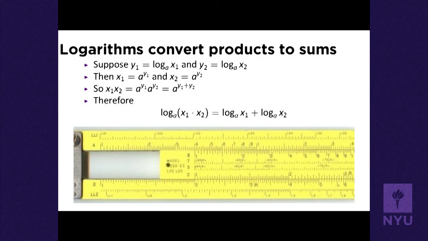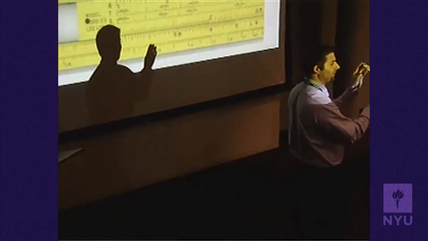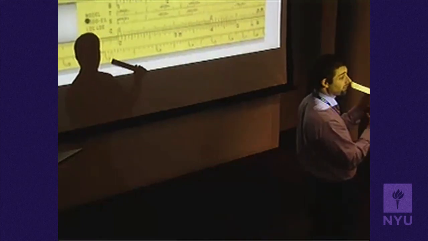And so that brings me to this thing. So how many know what this is? You may have seen one of these in a museum. Right? This is a slide rule. Okay. How does the slide rule actually work? It's based on the property that the log of a product is the sum of the logs.